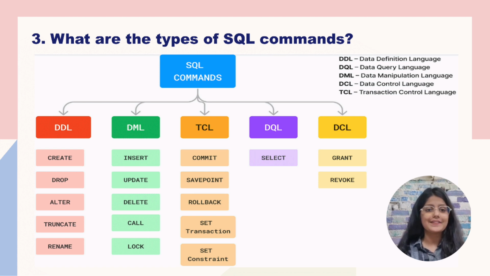Finally, TCL, transaction control language, which ensures the reliability of transactions within a database. Commands like commit, rollback, and savepoint help to maintain data integrity by saving or undoing transactions when necessary. So these were all five main types of SQL commands. Let's move to the next question.